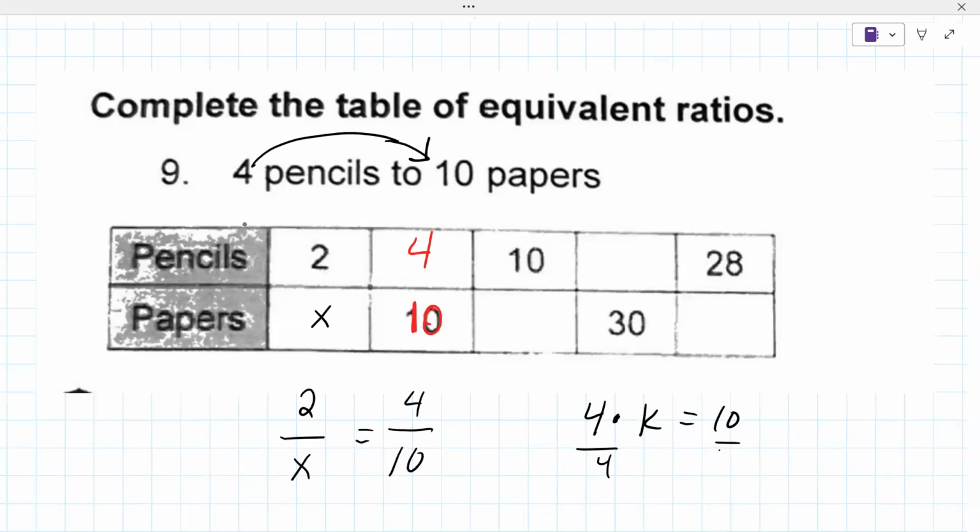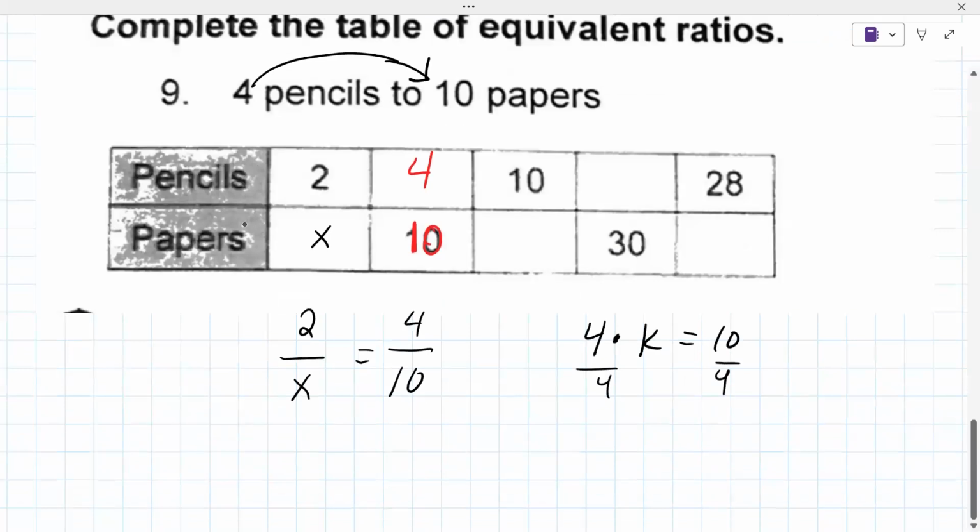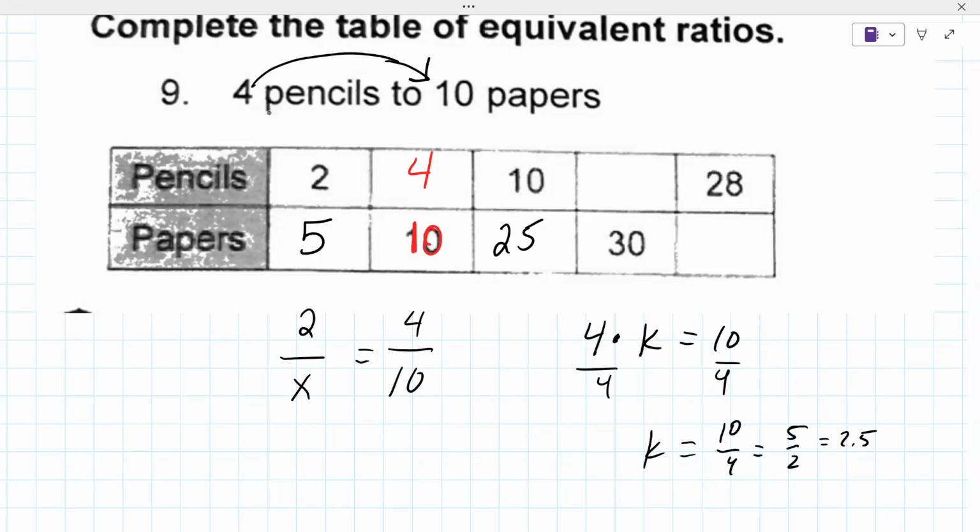When you divide by 4 here, k becomes 10 over 4, which is 5 over 2, which is 2.5 if you prefer that. So basically to go from the top row to the bottom row, you multiply by 2.5. So 10 times 2.5, that gets you that one there. The 2 times 2.5, the 5. Okay, so do the 28 times 2.5.